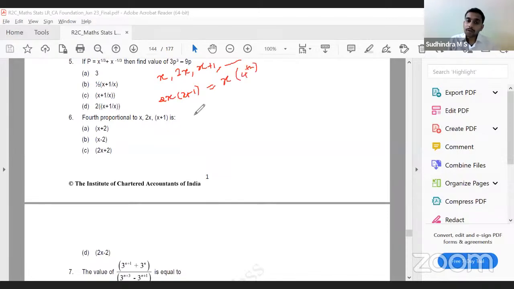So that fourth proportional would be equal to 2x into x plus 1 divided by x. x and x get cancelled. 2 into x plus 1. The options say you have to open the bracket, so 2x plus 2. Option C.